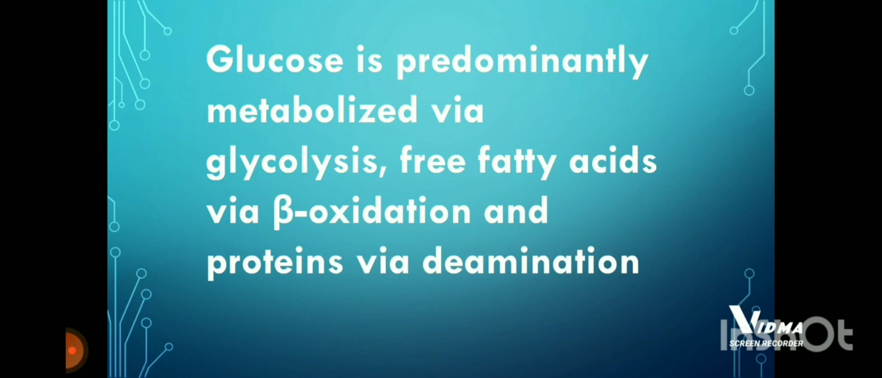Glucose is predominantly metabolized via glycolysis, free fatty acid via beta oxidation and protein via deamination. These are the various pathways of metabolism. We will understand these pathways in detail in the specific chapters.